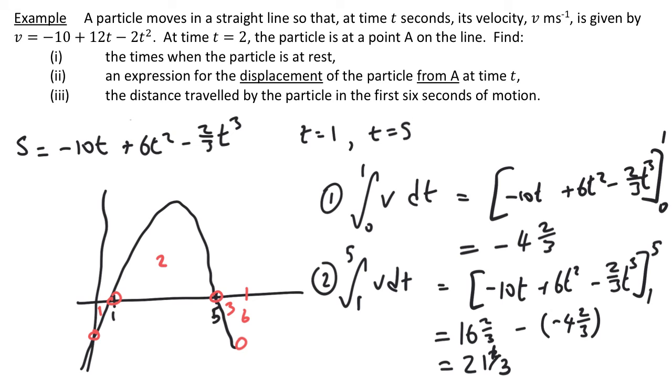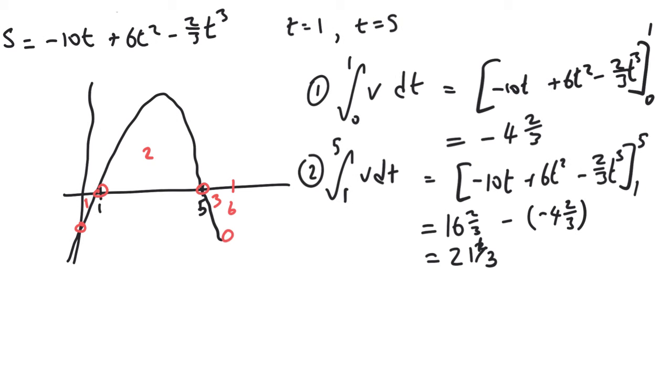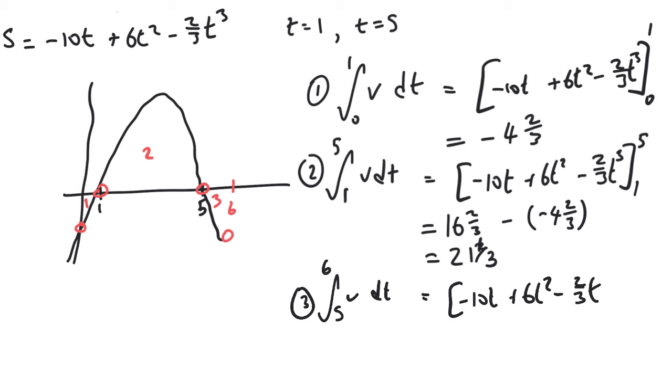The last one then we need to do is between 6 and 5. So we're going to integrate v between 6 and 5, and it's -10t + 6t² - 2/3 t³ between 6 and 5. So that's 12 minus 16 2/3, which is -4 2/3.